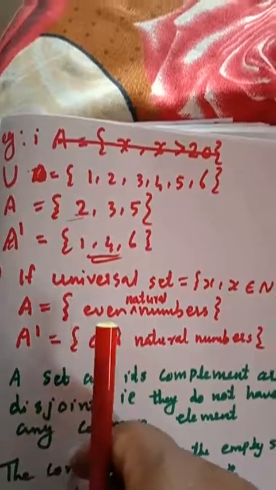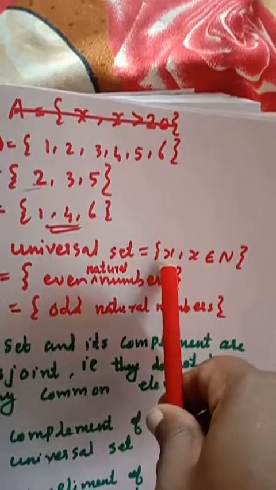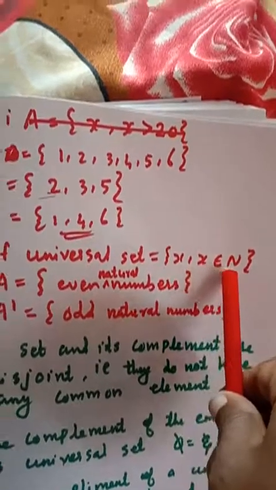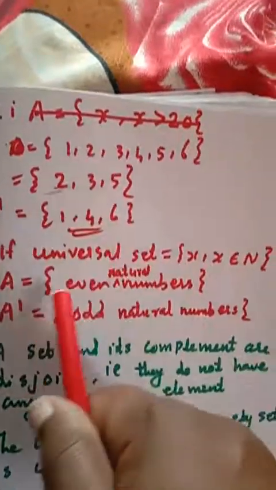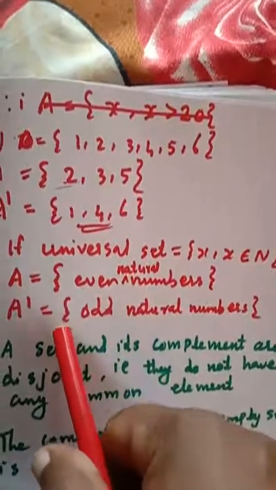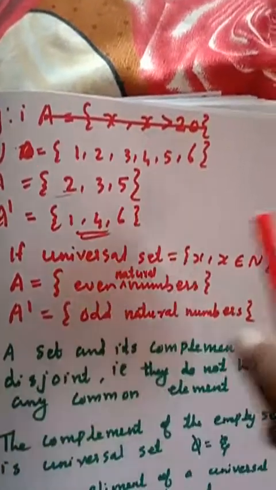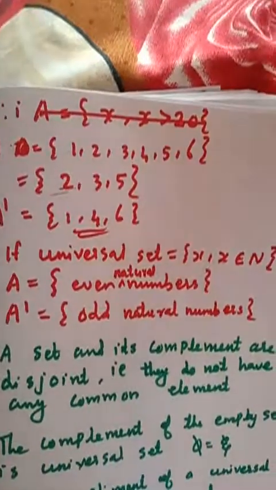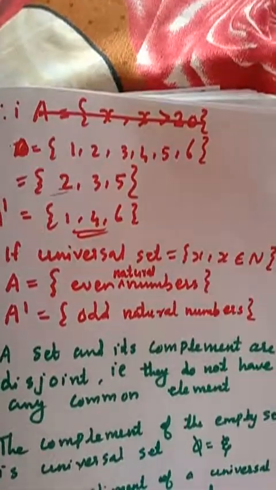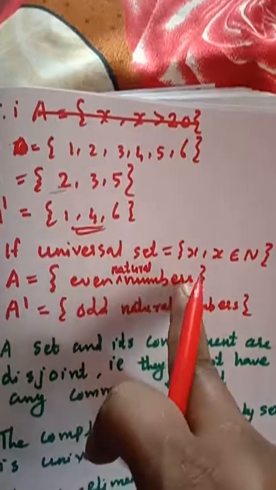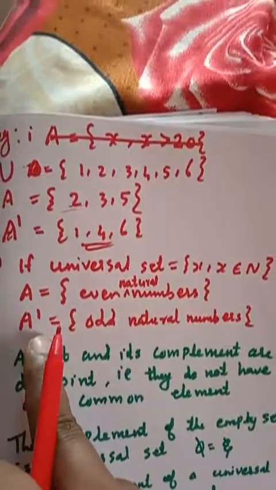Now, second example. If the universal set equals the set of x belonging to N, that means natural numbers, and A is equal to the even natural numbers, then what is A complement? Universal set means natural numbers, that is 1, 2, 3, etc. And A means all even natural numbers. So what is A complement?